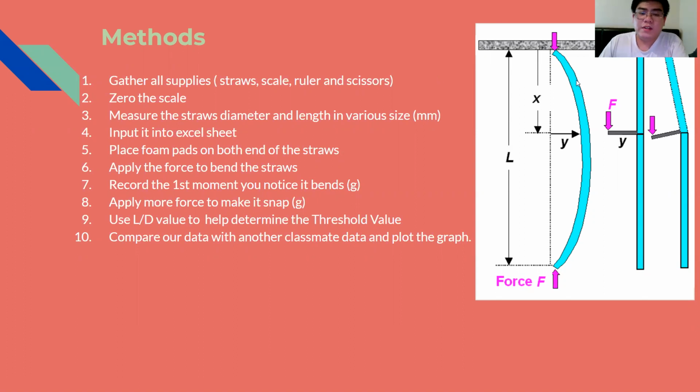So for this picture, it's pretty much straightforward, like I mentioned. The blue picture right here represents a straw, and the black picture right here is your foam. So the idea is to apply the foam to see when the straw breaks or bends.